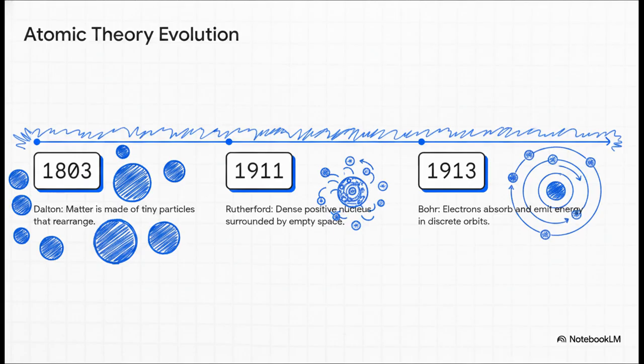It actually had a super dense, positively charged nucleus surrounded by mostly empty space. Just 2 years later, Niels Bohr added that electrons absorb and emit specific, quantized amounts of energy as they jump between discrete orbits. It's amazing how quickly science builds on itself.